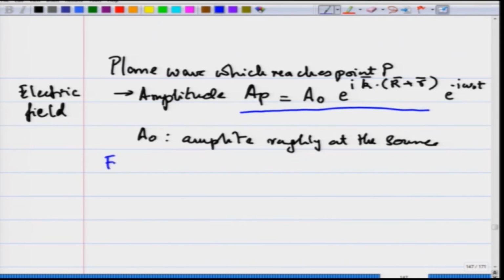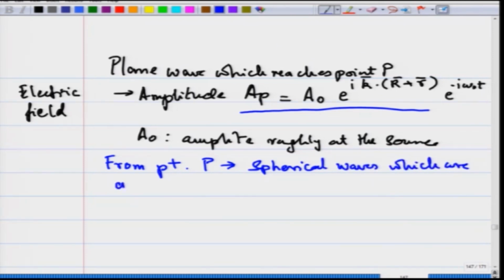Now, from point P, there are spherical waves which are generated.